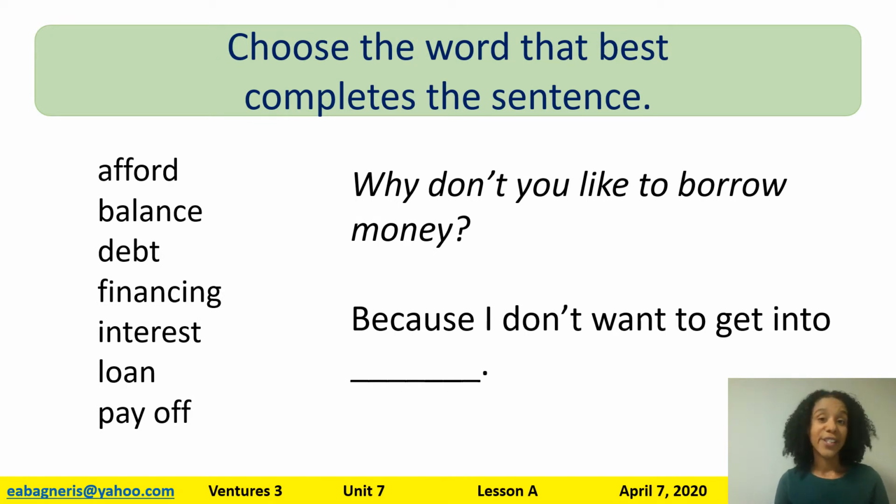Now we will practice using these words in a sentence. I want you to look at the words and choose the word that best completes the sentences. Let's look at the first one together. Question: why don't you like to borrow money? Answer: because I don't want to get into. Look at the words. What's the best word to finish that sentence?